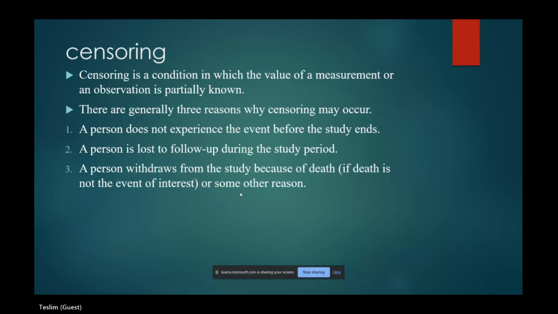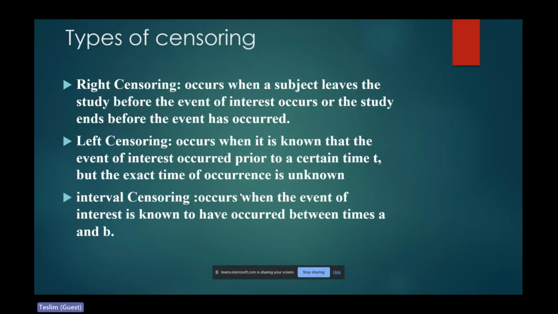I've explained censoring. So basically we have three different types of censoring. We have the right censoring, the left censoring, and the interval censoring. When we say the right censoring, I've given an example of those 10 rats. So the right censoring occurs when a subject leaves the study before the event of interest occurs, or the study ends before the event has occurred. Just like the example I gave on the 10 rats.